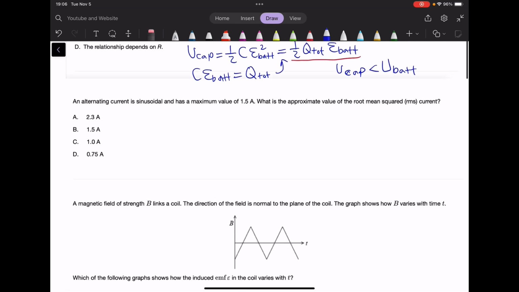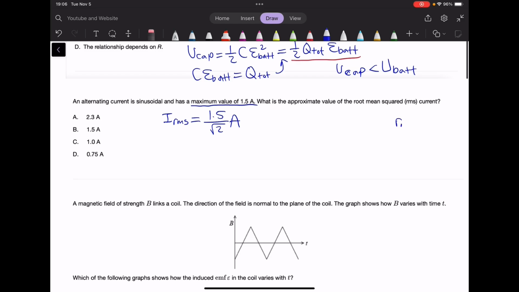An alternating current is sinusoidal and has a maximum value of 1.5 ampere. What is the appropriate value of the root mean square RMS current? So we have a maximum current of 1.5 ampere, and we know that the RMS current is equal to 1.5 divided by the square root of 2. This is the definition of RMS value.